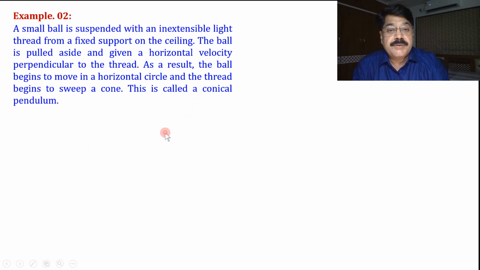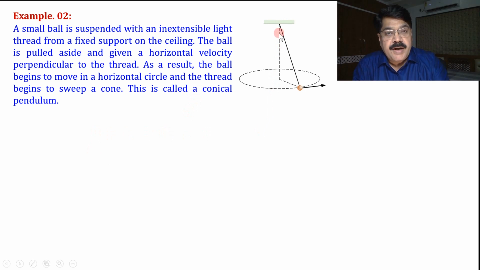So how is the situation? This way. If the ball was suspended, the thread would be vertical, but this ball is pulled aside, keeping the thread straight. Now it is given a velocity. That velocity is horizontal as well as perpendicular to the thread. So in this way, the ball will begin to move on a horizontal circle. If there is no air drag, the speed of the ball will remain constant, and this circular motion continues. This kind of setup is called a conical pendulum.